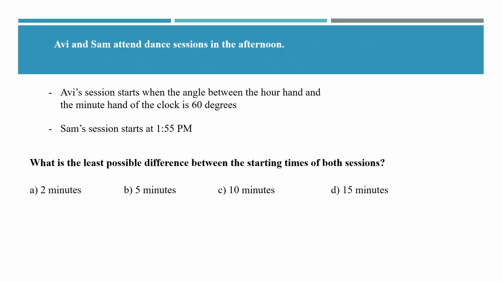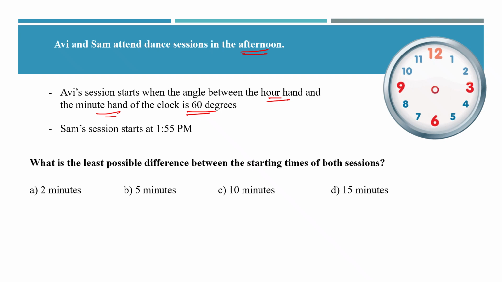Moving on to the next question. Avi and Sam attended a dance session in the afternoon. Avi's session starts when the angle between the hour and minute hand of a clock is 60 degrees. Let's consider a clock first. What they have asked is the hour hand in the afternoon. In the afternoon, I guess the time may be 12 o'clock.